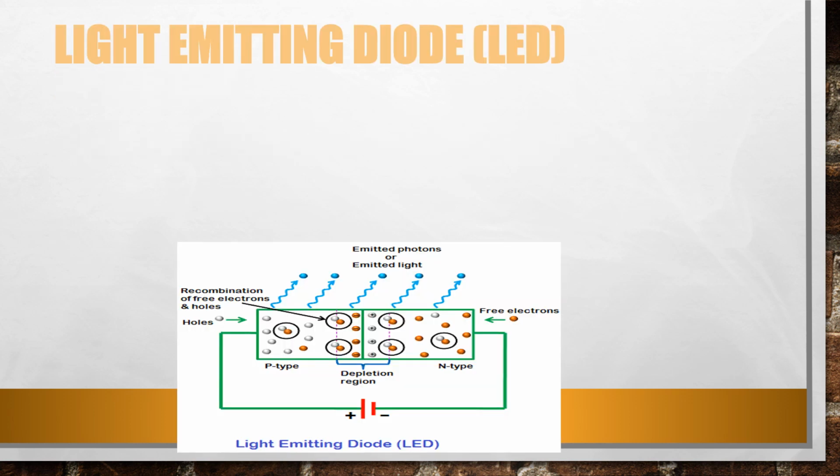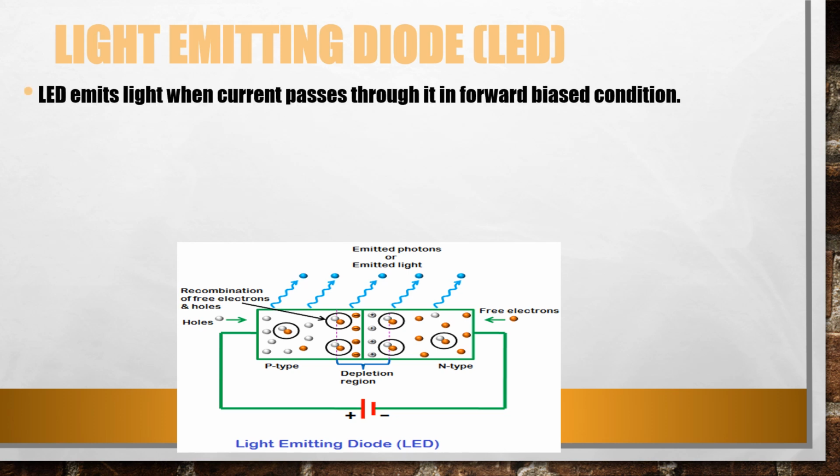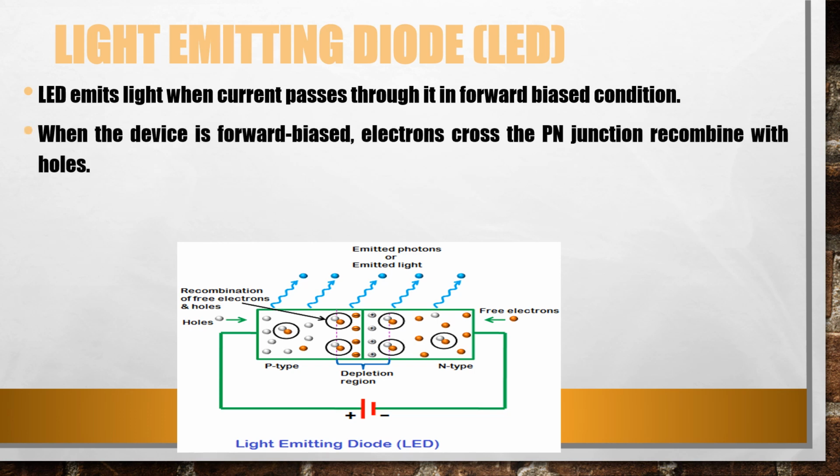Now, what is a light emitting diode or LED? LED is a semiconductor junction diode which emits light when current passes through it in forward biased condition. When the device is forward biased, electrons cross the p-n junction from the n-type material, and these electrons recombine with holes in the p-type material, as you can see in this figure.